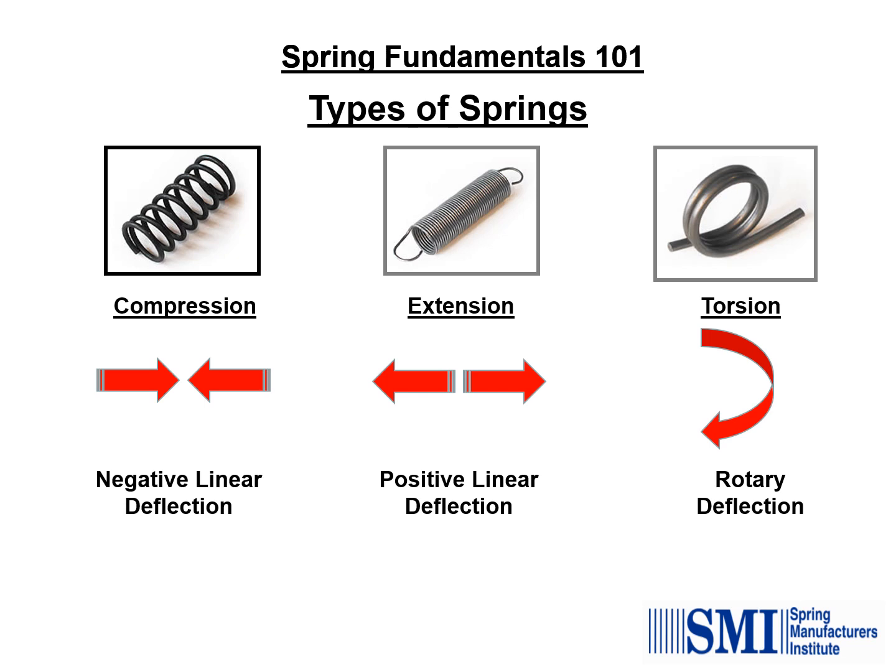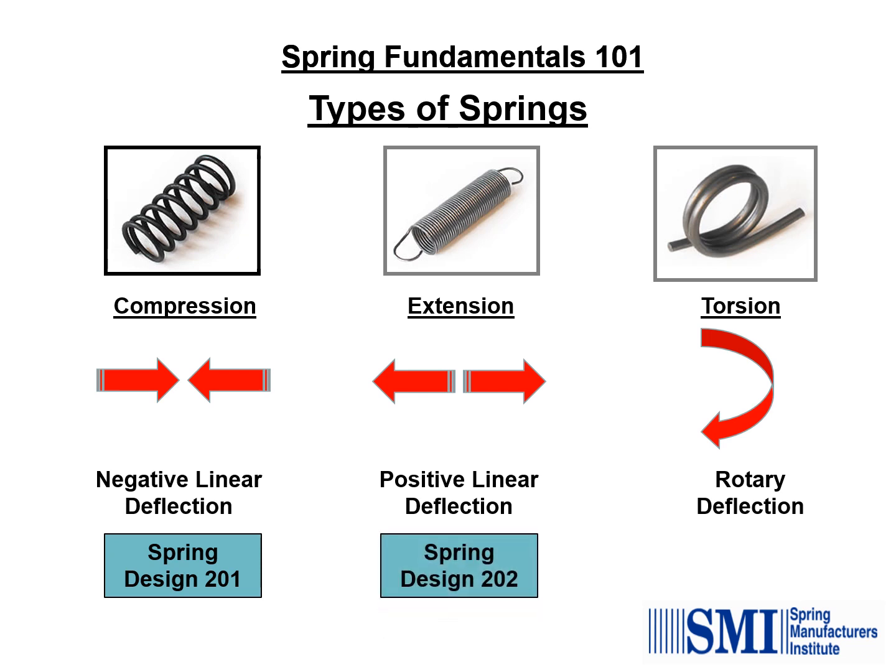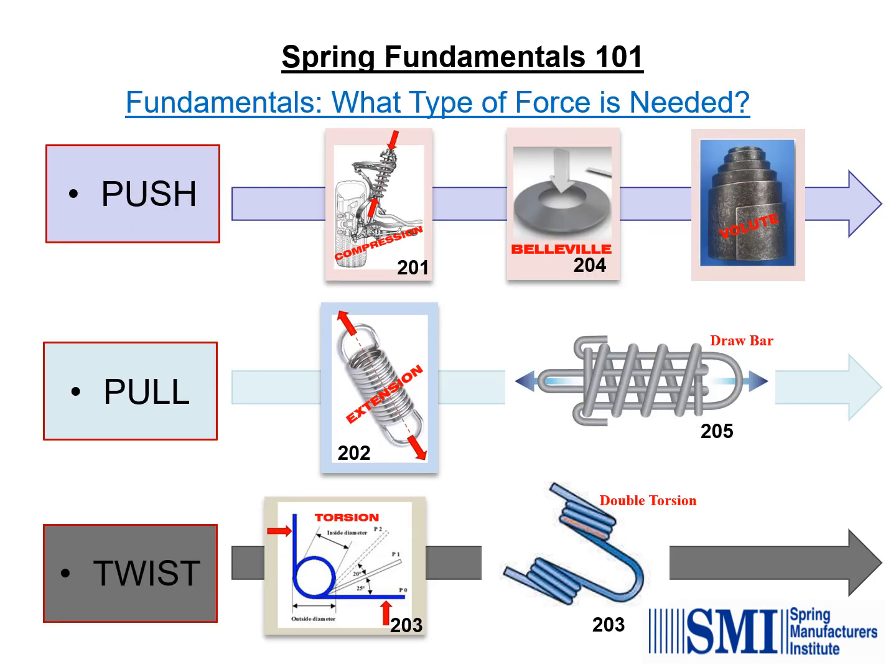This slide shows the specific training modules for each of the 3 spring types. Spring Design 201, compression springs. Spring Design 202, extension springs. And Spring Design 203, torsion springs. This slide is similar to the previous slide, but shows additional spring types and the training modules where they will be covered.